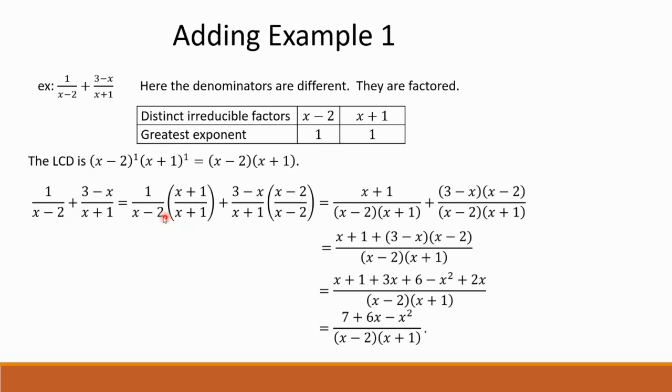So I do that. I multiply the bottom by x plus 1, and the top as well. Same thing over here. The denominator is missing x minus 2, so we multiply the bottom by that, and the top as well. And now we have the same denominator. Then it's just like adding, just like before.